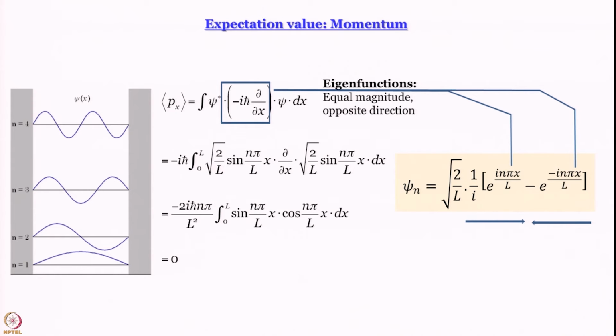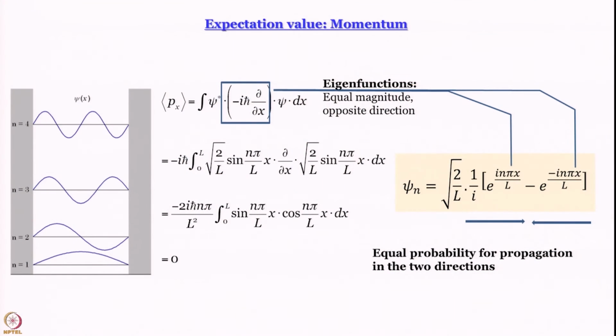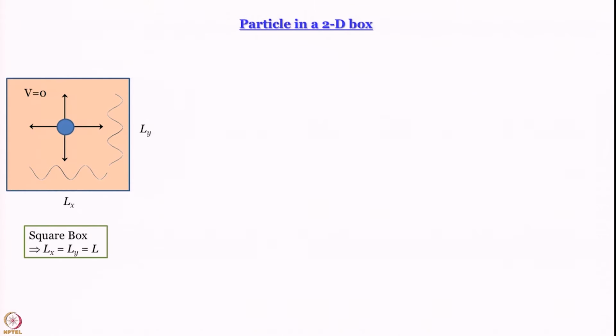So, whenever we have a sine function or a cos function for that matter, these are always linear sums of e to the power ikx and e to the power minus ikx kind of terms, which means for any sine or any cos functions you have contribution from equal momenta moving in this direction and that direction, right. So, that has actually some profound implication that we will come back to later on in the course. So, that is what we have learned, equal probability for propagation in the two directions, great.